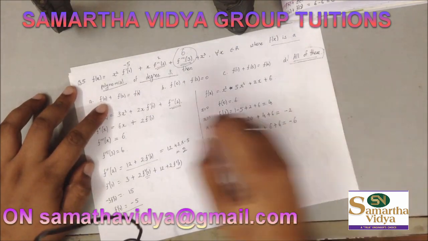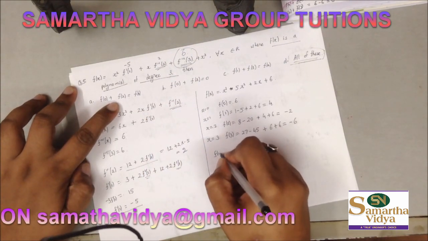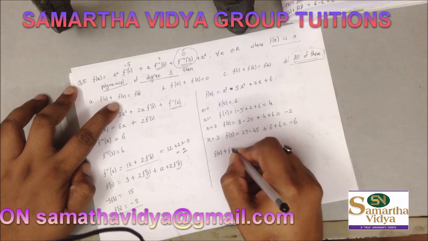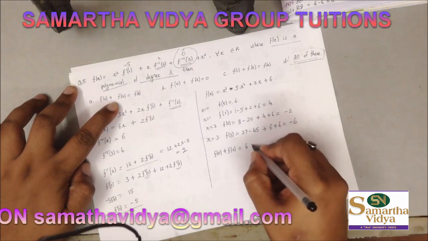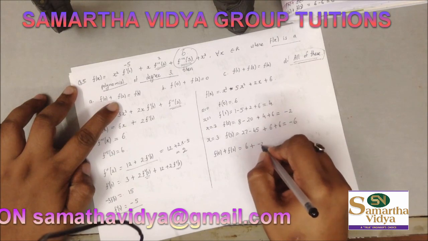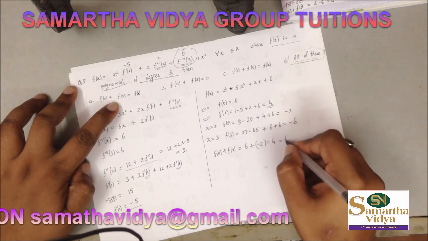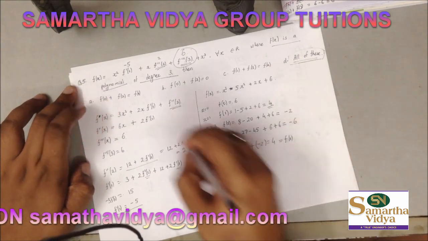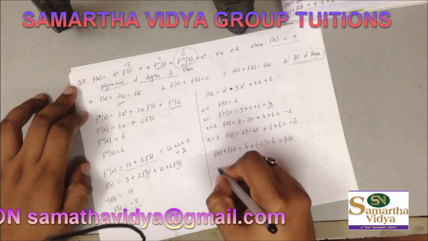So now let us go for the first option. We have f of 0 plus f of 2. So let's just do the addition of f of 0 plus f of 2. So that's 6, f of 0 plus f of 2, which is minus 2. So you're getting 4. And you can see 4 is nothing but f of 1. So you can see this is maybe a right option.